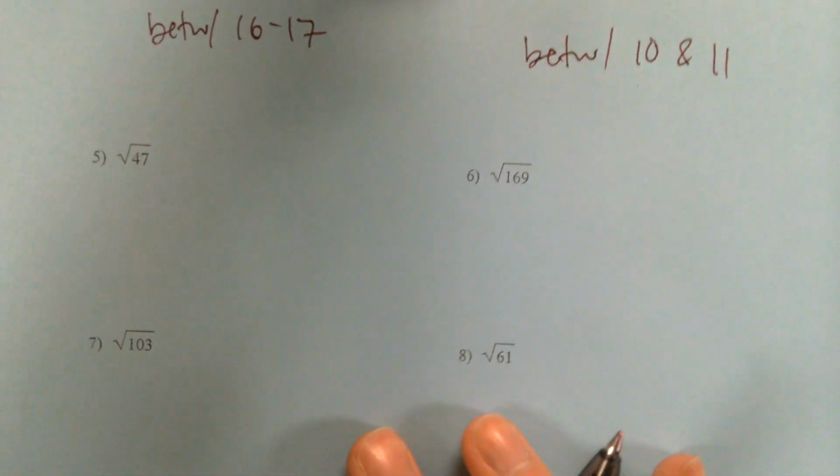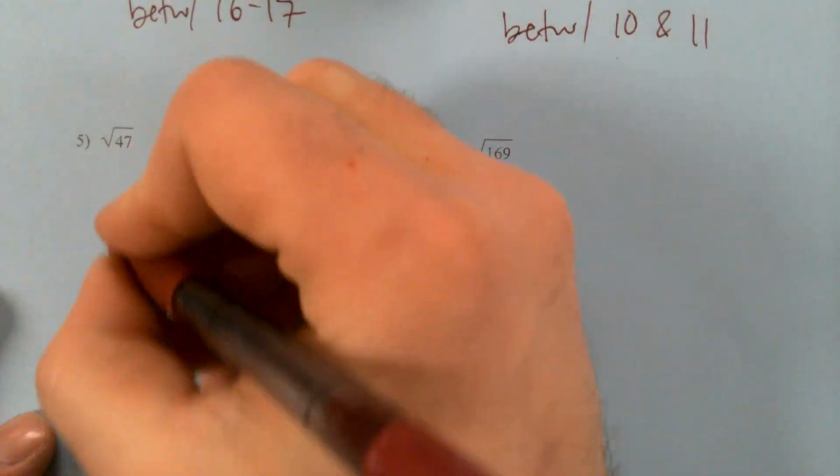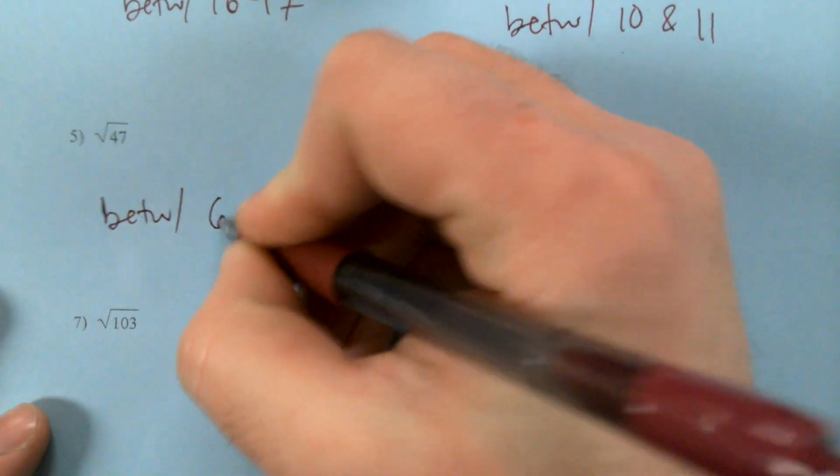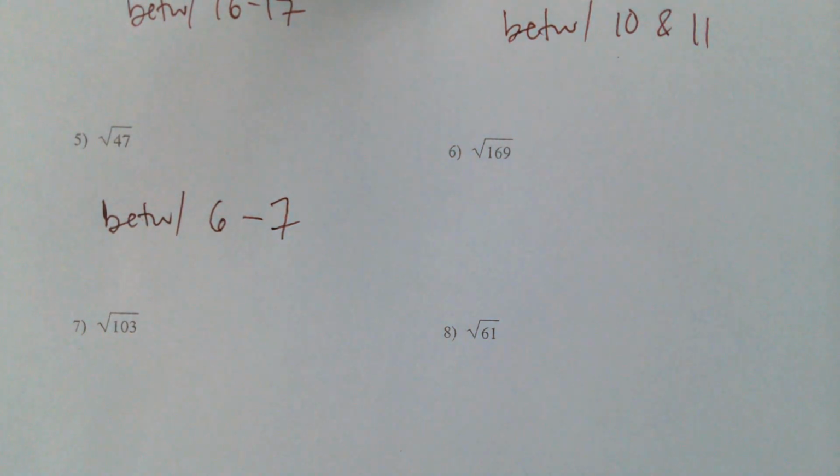Who's got the square root of 47? Delvin? Between 6 and 7. That's right. 6 squared is going to give us 36. 7 squared would give us 49. 47 is going to fall right in between those two perfect squares, right?